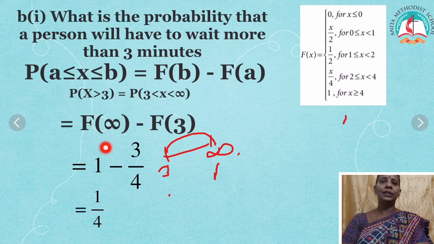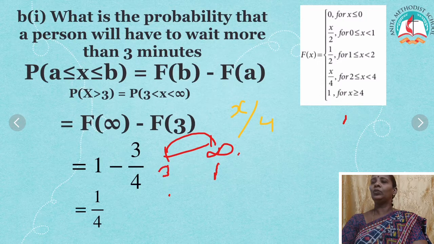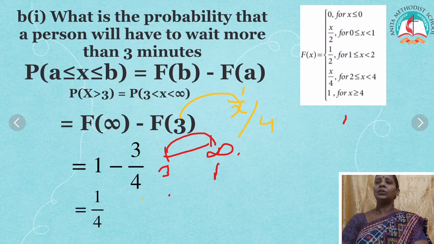So what is the result that you learned? F of infinity is 1. Where does 3 lie? Can you check? It lies in x by 4. So you replace x as 3, so it is 3 by 4. So 1 minus 3 by 4 will be 1 by 4.